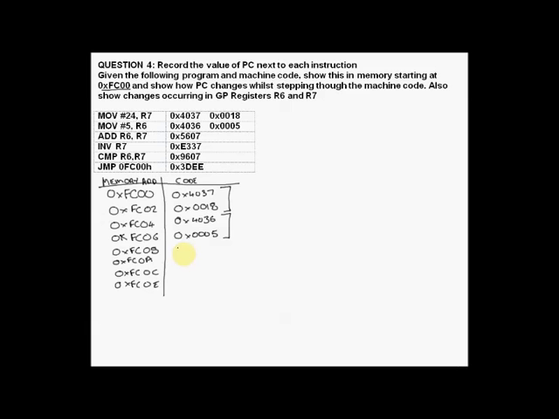And our remaining ones are smaller, so 5607, 0xe337, 0x9607, 0x3DEE.